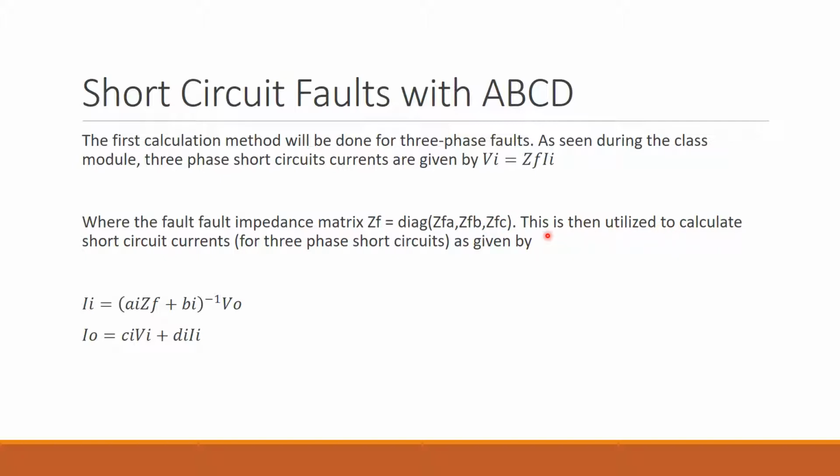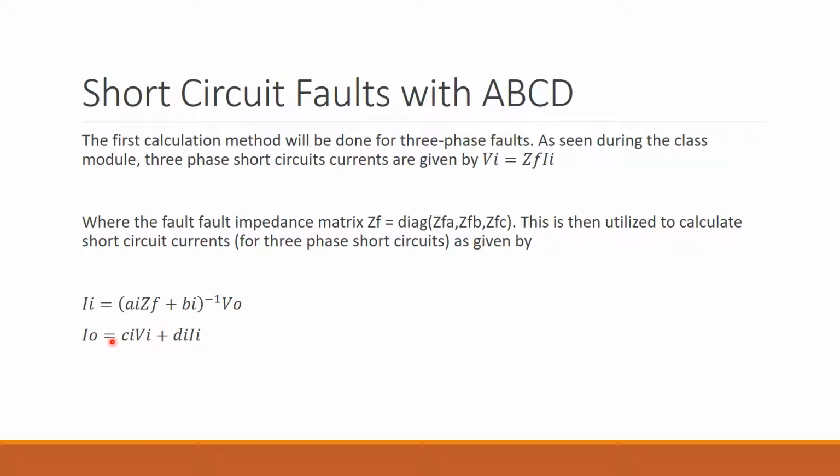This is then utilized to calculate short circuit currents for three-phase short circuits, as given by II equals AI, so basically the current multiplied by the coefficient A, multiplied by CF, which is our fault impedance, plus BI, which is once again our current multiplied by the coefficient B. This is all raised to the power of -1 multiplied by V0. So basically it's going to be our coefficients right here, raised to the power of -1 multiplied by V0.